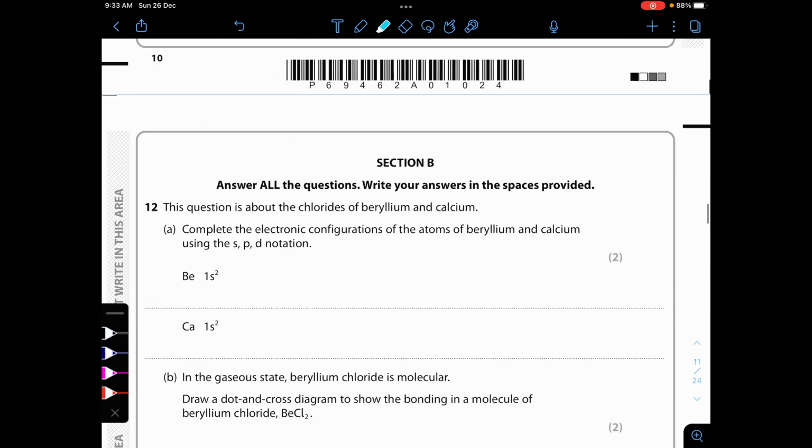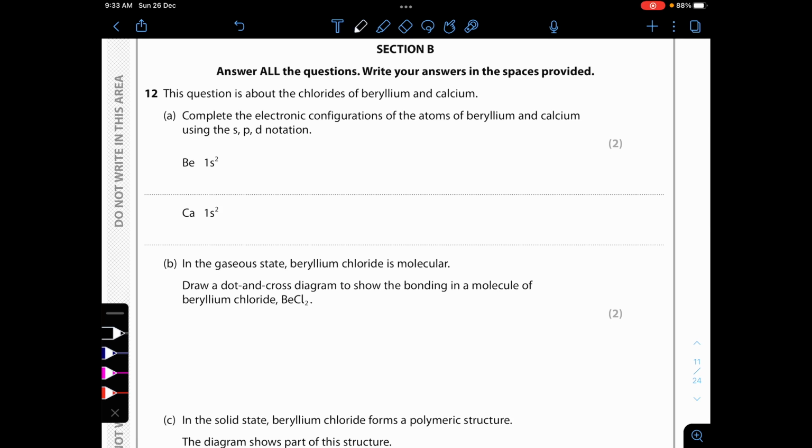Let's move on to question number 12. So they're telling us that this question is about chlorides of beryllium and calcium. Complete the electronic configuration of the atoms of beryllium and calcium using the spd notation. So beryllium has how many electrons? It has 4 electrons. So that will be 1s2, and then 2s2.